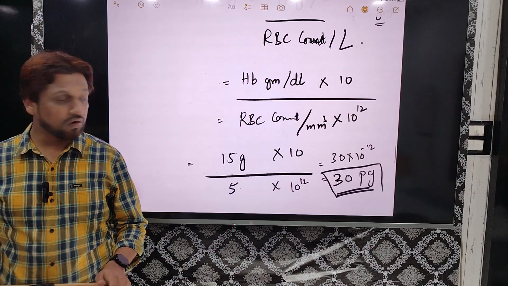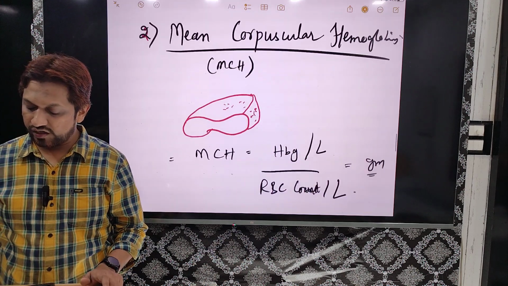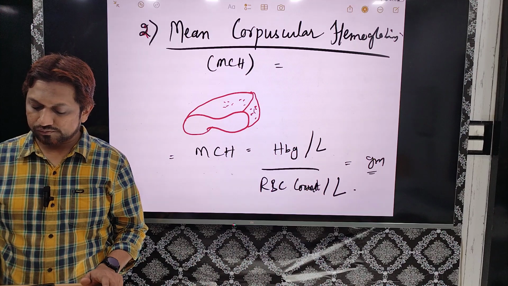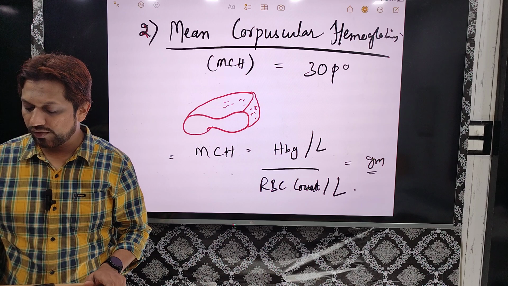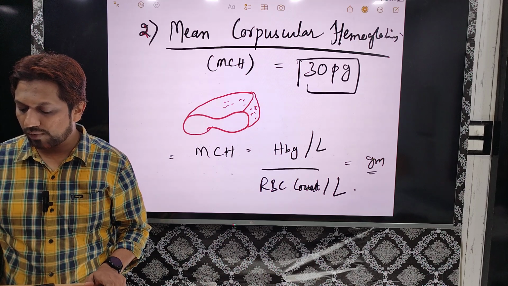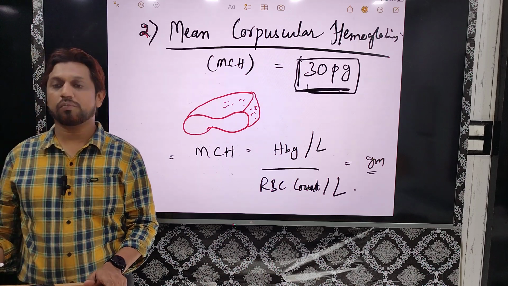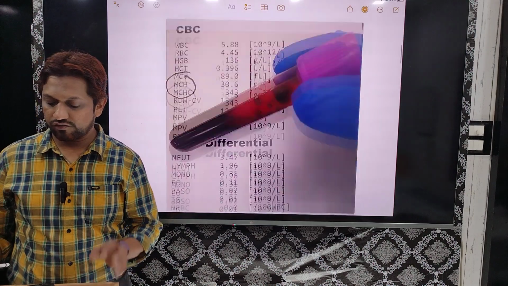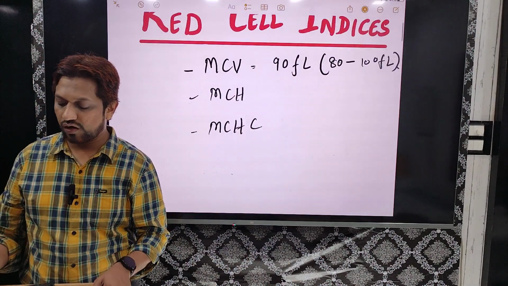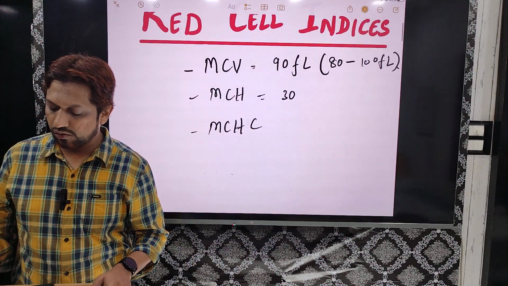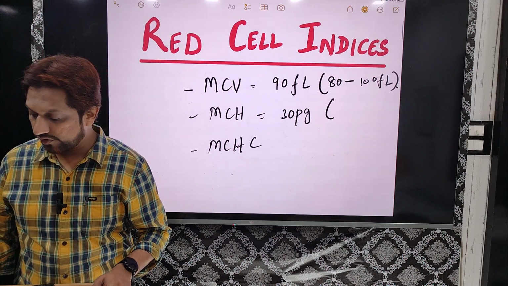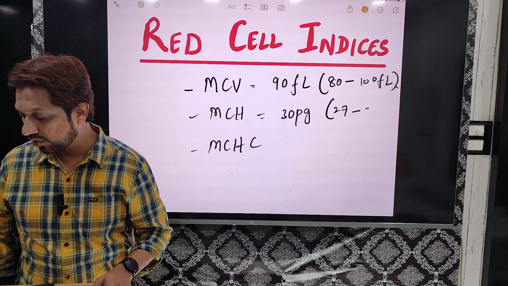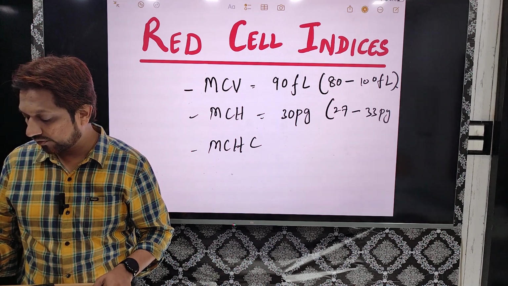So the normal value of MCH, that is the weight of the hemoglobin in a single RBC, is around 30 picogram. Pico means 10 to the power minus 12. It is always in a range, that is 27 to 33 picograms.